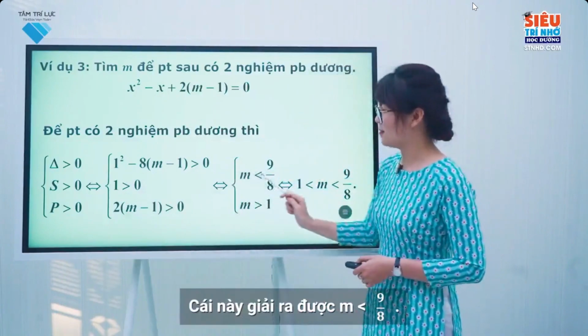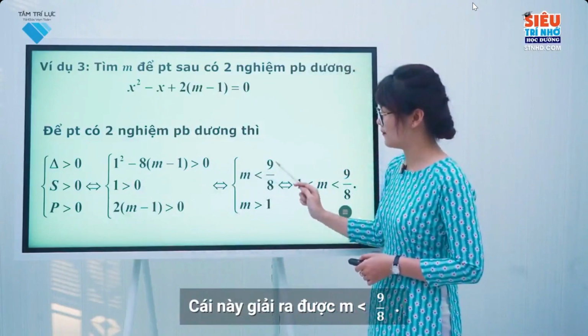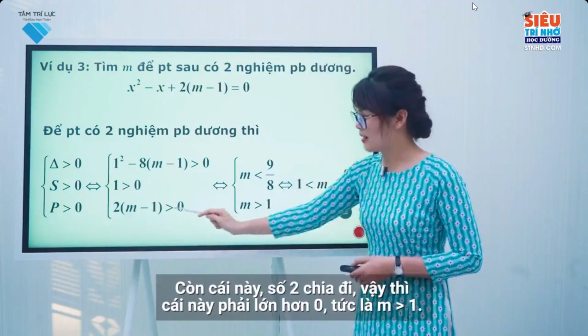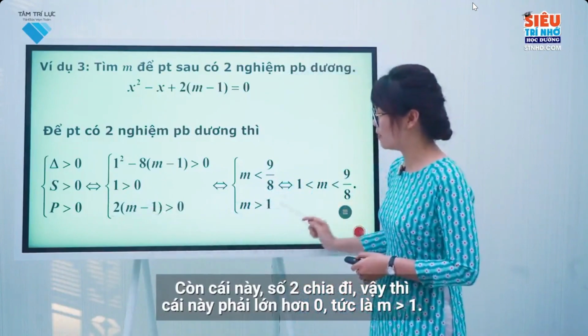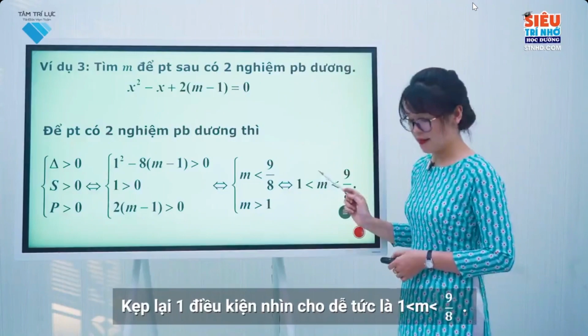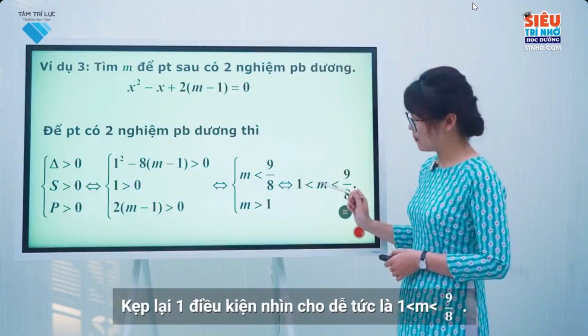Solve this inequality for delta and the answer is m is less than 9/8. For the other inequality, we can divide two sides by 2, so m minus 1 is greater than 0, then m is greater than 1. Combine two conditions, we get the final answer, m is greater than 1 and less than 9/8.